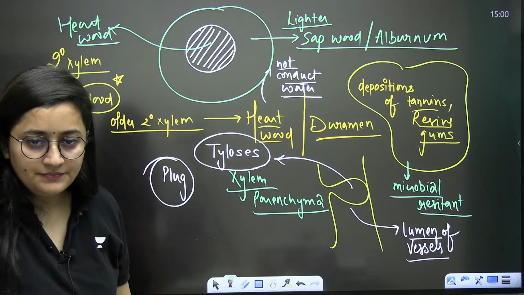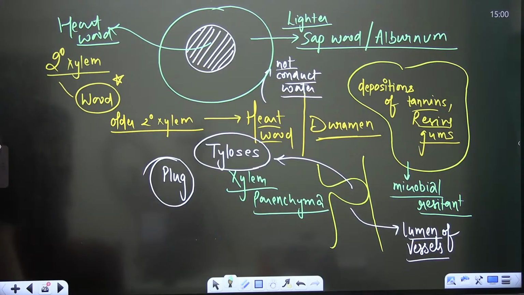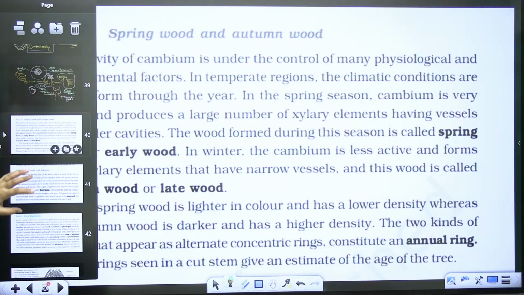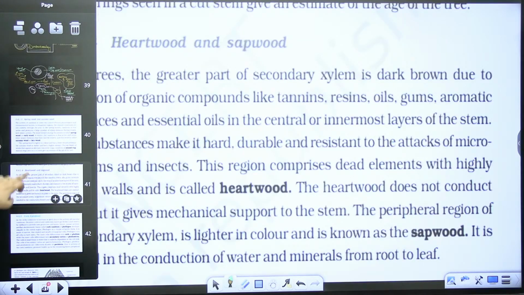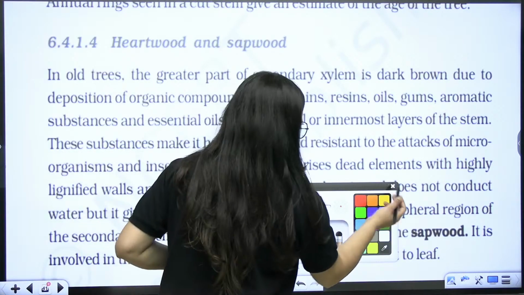Clear? That is about the hardwood and the softwood. So this is all about, see, everything is given in NCERT. Okay? Everything is given in NCERT, bache. So obviously I am not going to read it right now.